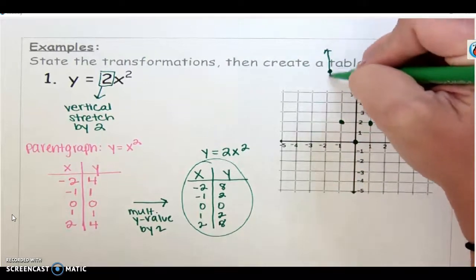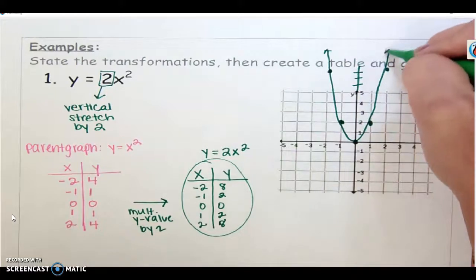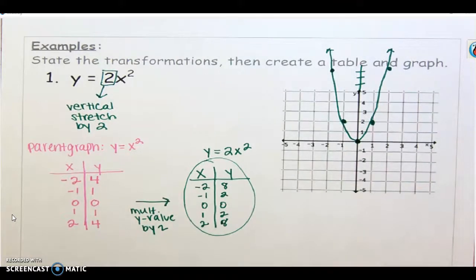And remember, quadratics have this U shape, so it still has the U shape. But instead of being the normal quadratic shape, it has been vertically stretched up. So we have that there. Okay? So the next one we're going to look at is going to look very similar.